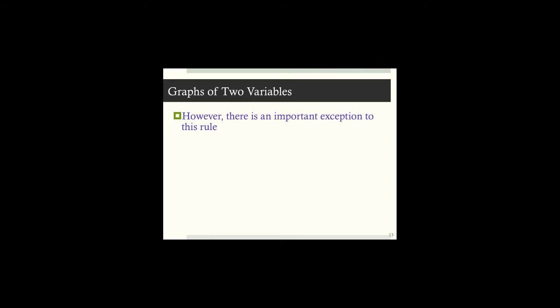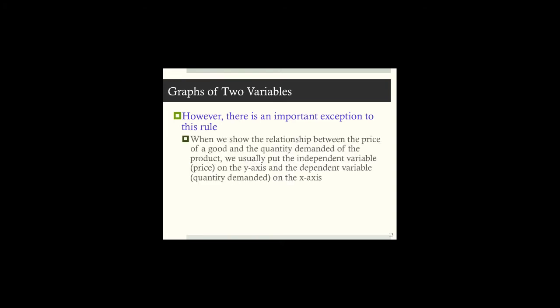However, you'll notice that there is a very important exception to this rule. When we show the relationship between the price of a good and the quantity demanded of the product, we usually put the independent variable, the price, on the y-axis and the dependent variable, the quantity demanded, on the x-axis. And the same is true when we show the relationship between the price of a good and the quantity supplied.